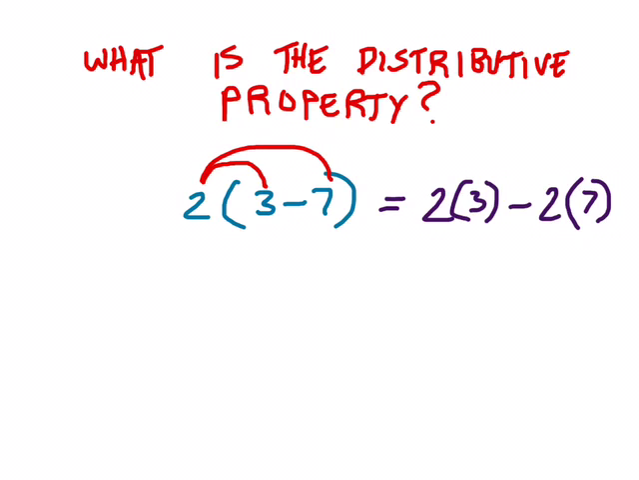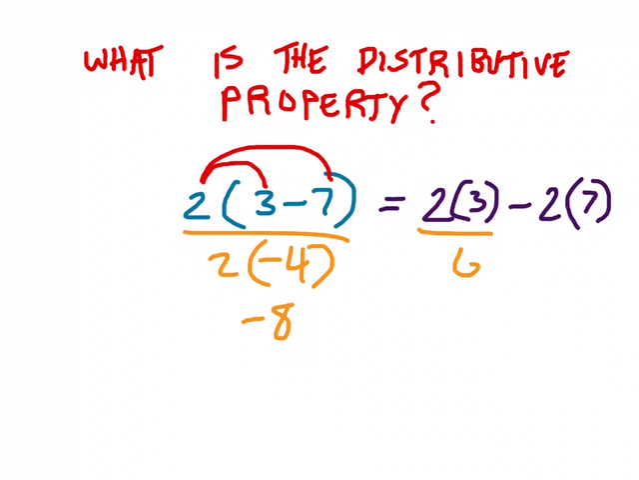And we can actually prove that this is true right here. If I do this according to order of operations, 3 minus 7 is negative 4, and then times 2 is negative 8. And over here I can say, well, 2 times 3 is 6, and that's minus 2 times 7, which is 14. And 6 minus 14 again is negative 8. So we can see that, in fact, those are the same thing.